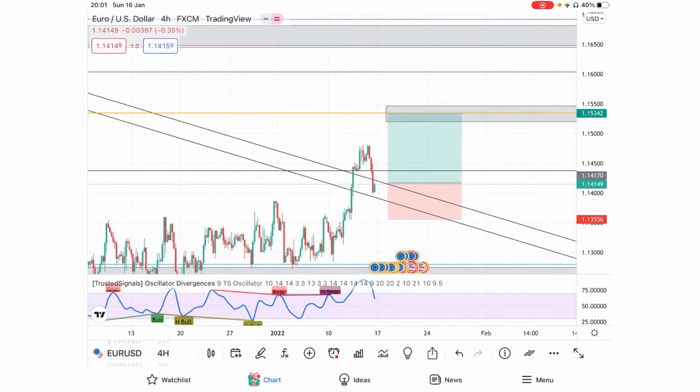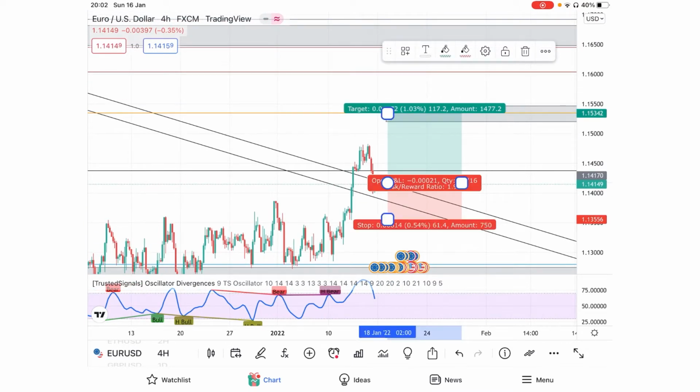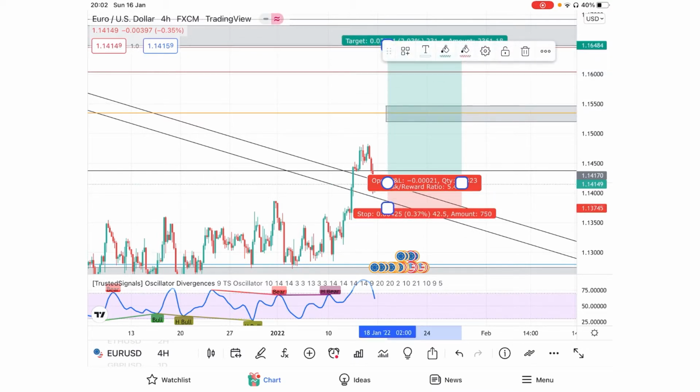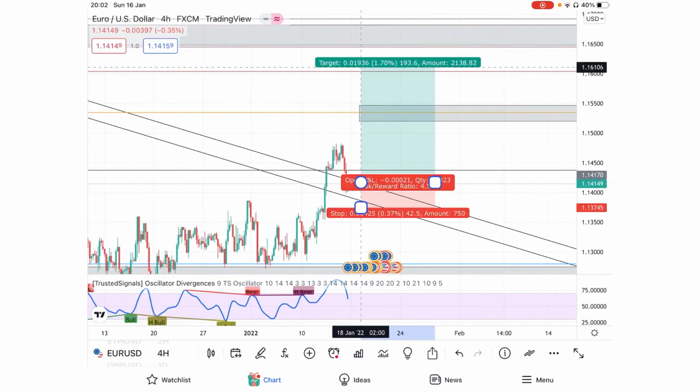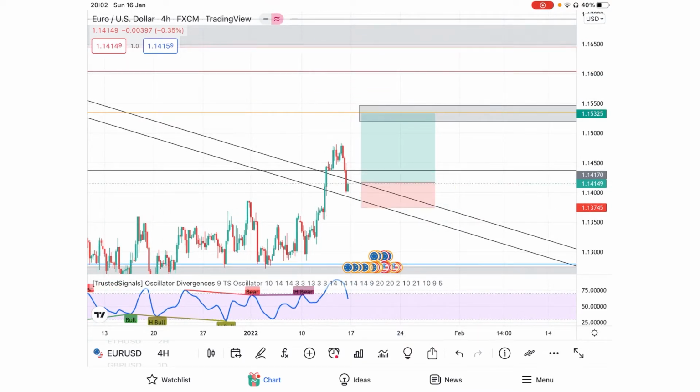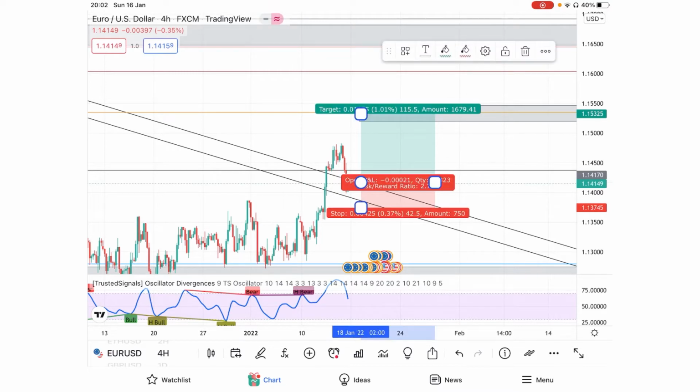618 could be the first take profit. Then I would trail my stop loss if price gets there and put the take profit all the way up there, which would give me a 1 to 5 risk to reward. And of course, if you want, you can just go only to the 618 and you'll get a nice 1.2 risk to reward ratio. That's a possible entry.